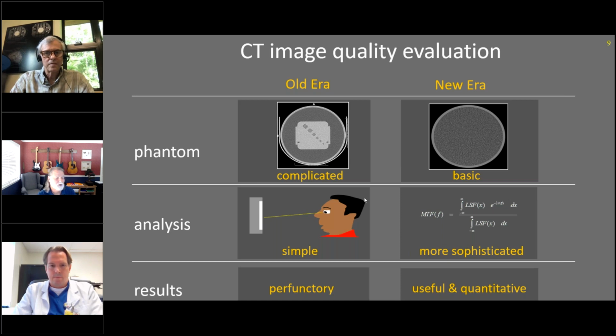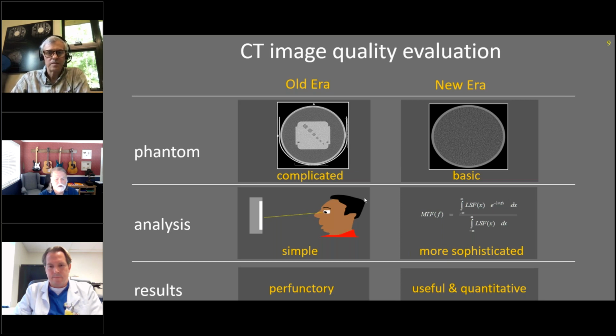But the ACR accreditation is not a quantitative thing. It uses the old eyeball analysis, as I'm trying to show here. So just going through this a little bit, in the old era, the phantom was complicated, it was expensive, had a lot of these modules that you can see in that picture. Those take money to build. The new era on the right there is a basic phantom, for instance, to measure noise or even resolution. The analysis itself in the old paradigm was simple. It was just an eyeball on an image, very qualitative, of course.